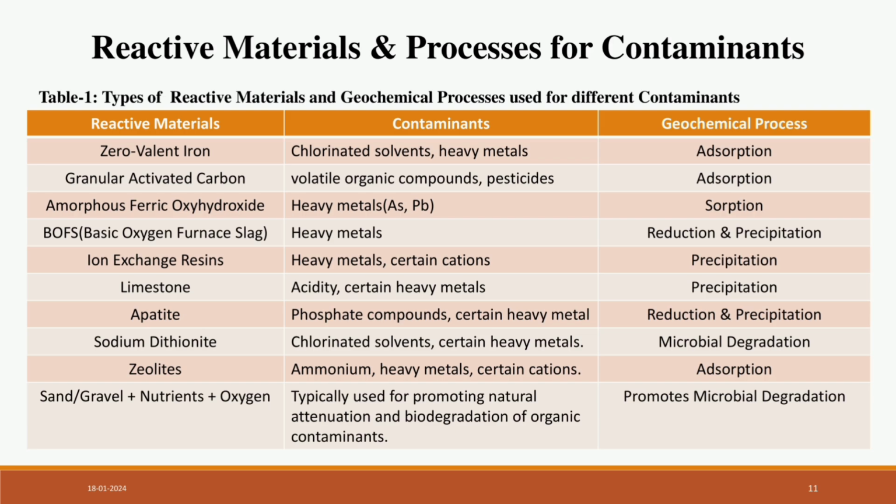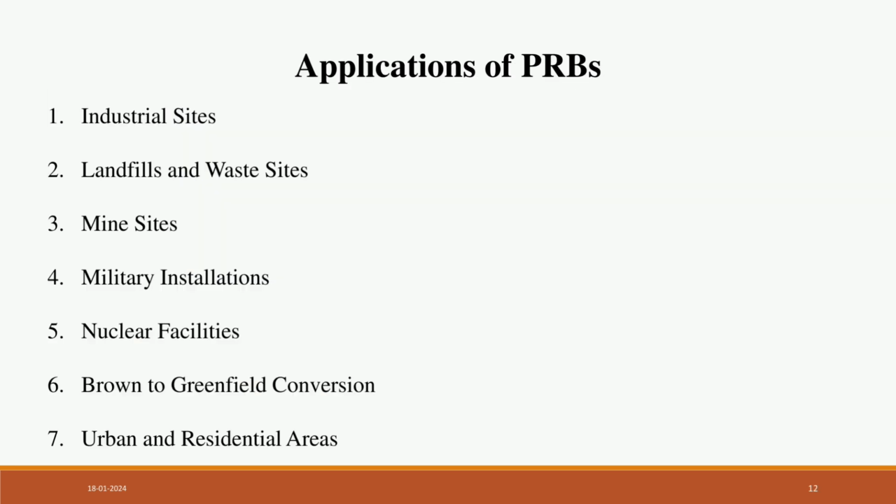Tenth one is sand or gravel plus nutrients plus oxygen. It is typically used for promoting natural attenuation and biodegradation of organic contaminants. Promotes microbial degradation. Moving to the next slide. Applications of permeable reactive barriers. The main goal of PRB is to treat the contaminated groundwater.